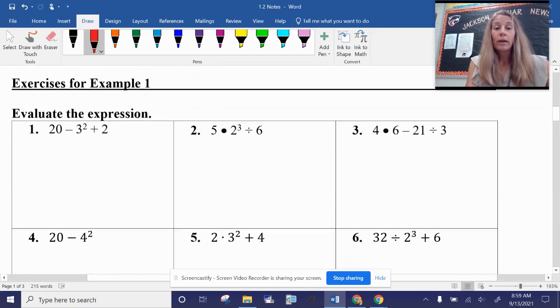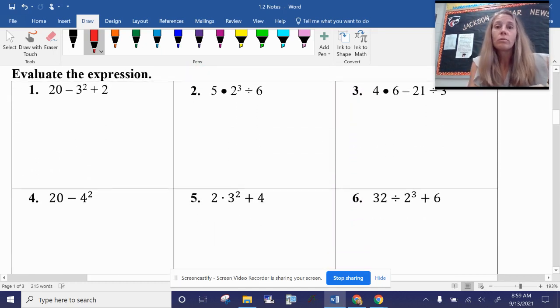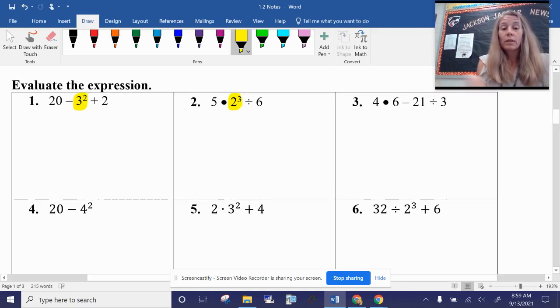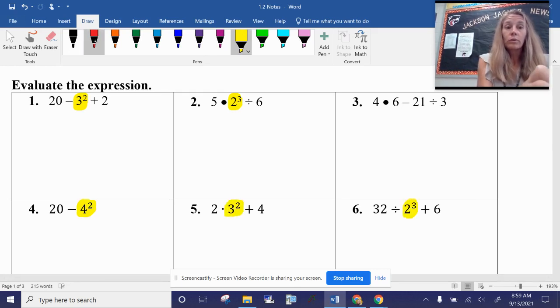Now we have some practice problems, which I would suggest you pause the video, do them on your own, and then play it again to check your answers. In all of these, we are not using any grouping symbols just yet. So the first thing we're going to do is focus on the exponents in each of these examples.